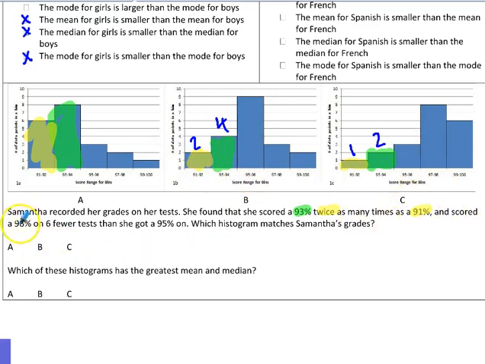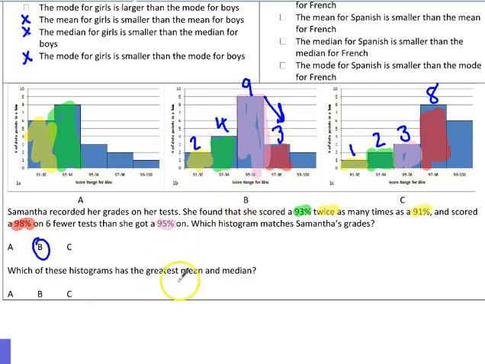And she also scored a 98%. Let's make that red. 98%, which is way up here, on 6 fewer tests than she got a 95% on. 95. Okay, so the only one that works on, let's see, this is 9, this is 3, this is 3, this is 8. Okay, so the only ones where she scored 6 fewer here than she did here is B. And so the answer here is B.